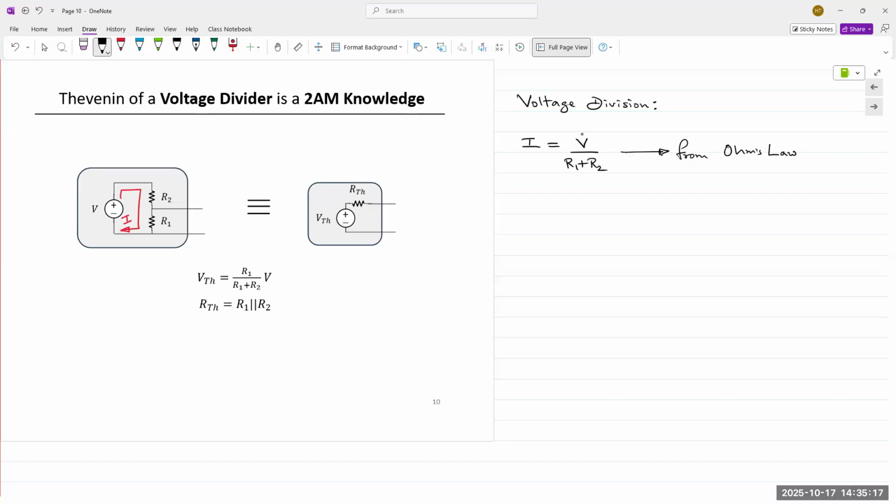This is from Ohm's law. And now if I wish to find VR1, if I have I, I can find any other voltage in the circuit. So VR1 is what? I times R1. I is something we calculated from above, so I can plug in I times R2. Rearrange the terms. What do we obtain? We obtain the voltage division. Oh, this is R1.